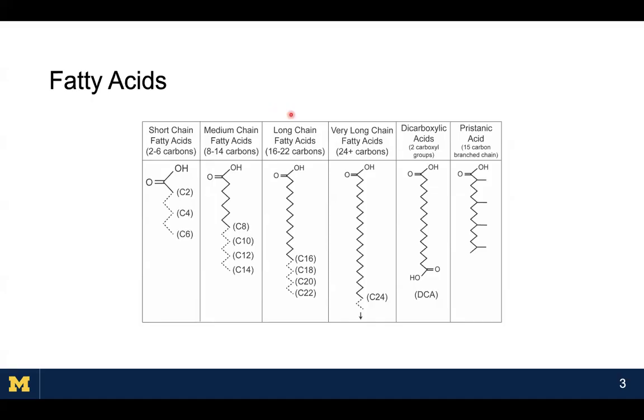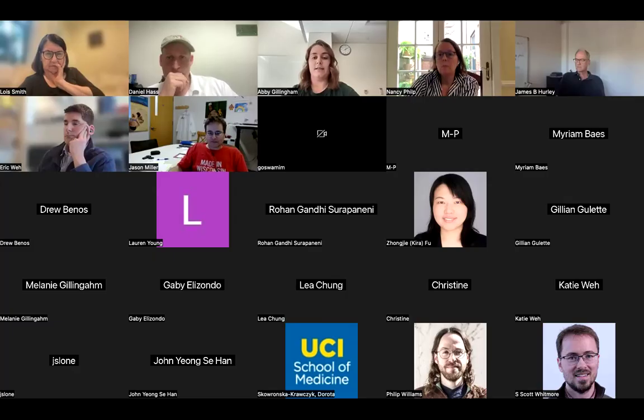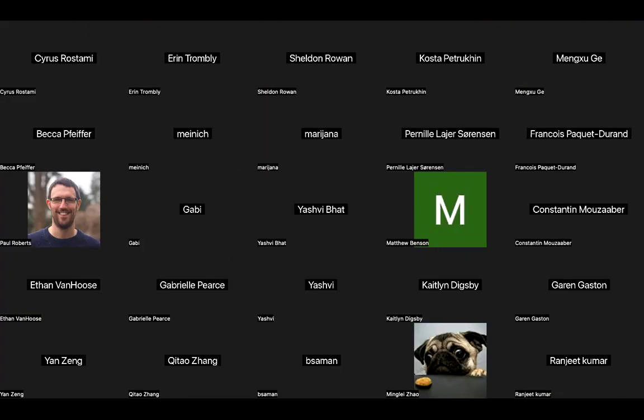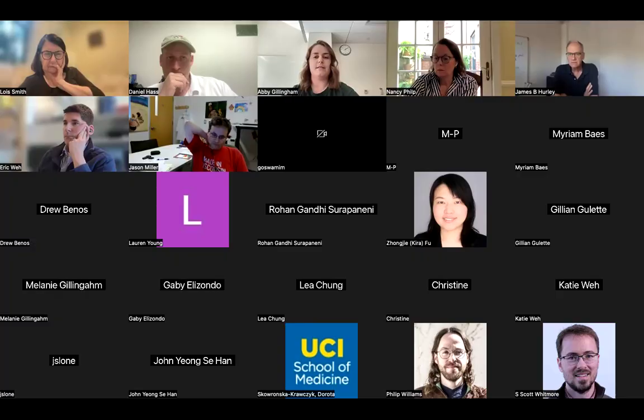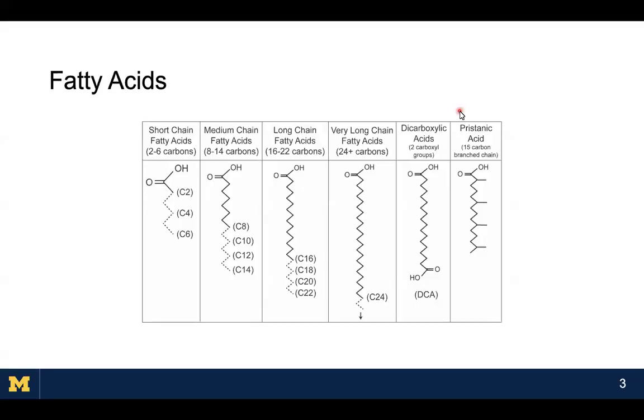However, there are some other, not as common fatty acids, including very long chain fatty acids, like those found in photoreceptor outer segments, dicarboxylic acids that have a carboxyl group on both ends of the fatty acid, as well as this very strange odd-numbered 15 carbon branched chain fatty acid called pristanic acid. This is not found abundantly in the RPE. However, it will be a useful experimental tool that I'll talk about in a little bit.